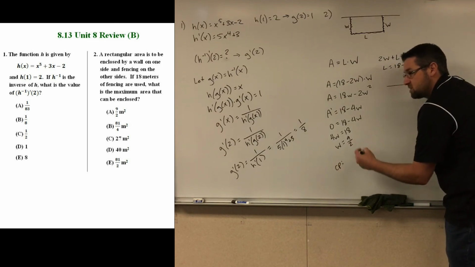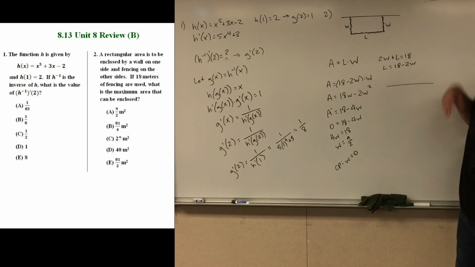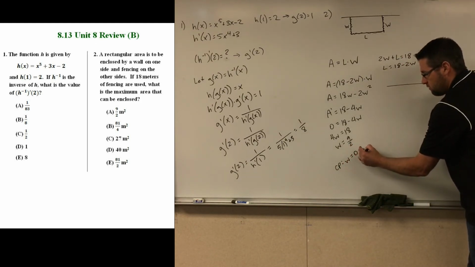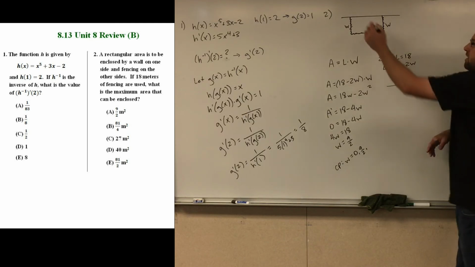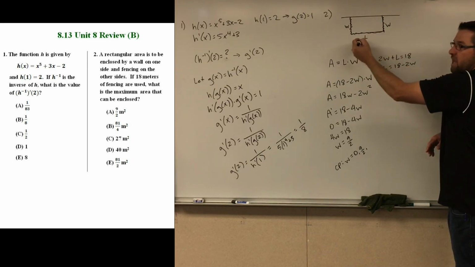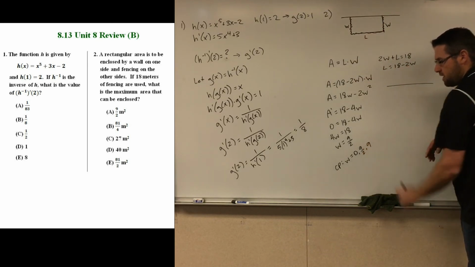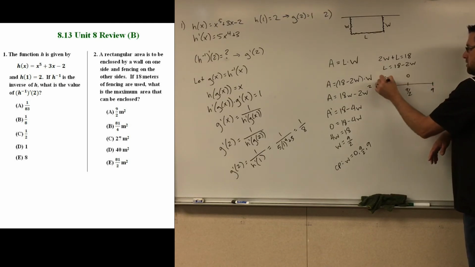What are the values that W can be? 0, because then it wouldn't have an area. 9 over 2. What's the biggest that W can be? 9. Yeah, if these add up to 18, the biggest this can be is 9, because that would be 9 and 9 and what? 0, right? So our critical points are 0, 9 halves, and 9. Endpoints there.